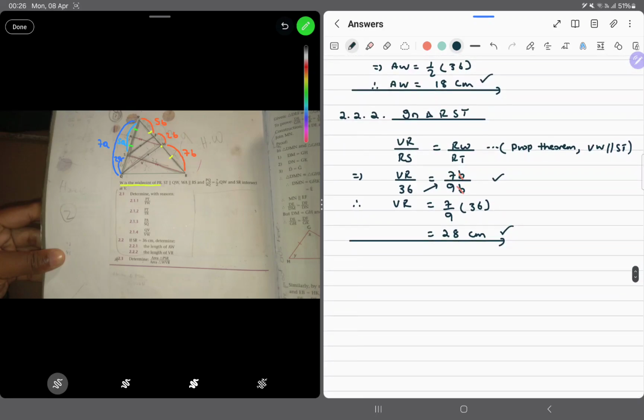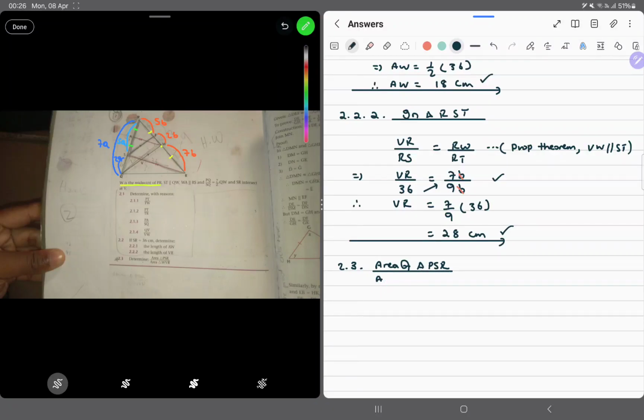Okay guys, last question. Question 2.3 says determine the area of triangle PSR divided by the area of triangle WVR. Can you see angle R is common? So we use the area rule here. So we can say area of triangle PSR. Can you see we did this above?